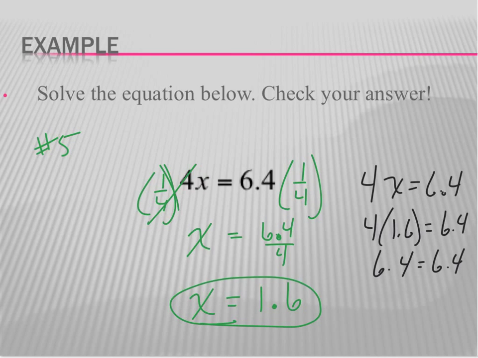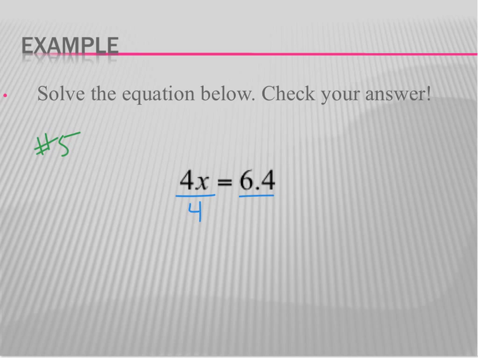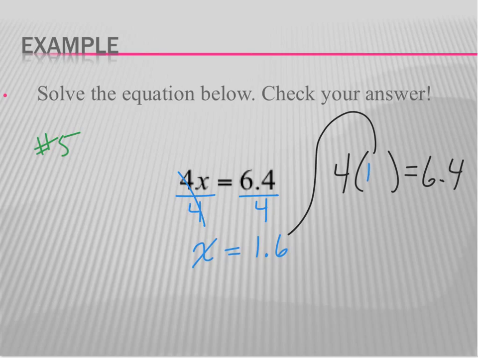Now that was one way of solving this. Another way would be to realize that this is a multiplication problem and use the inverse operation. The inverse operation of multiplication is division. So you divide both sides by 4, which is what you need to get rid of. It would still create x. 6.4 divided by 4 is 1.6. From there, you would still verify your answer the same way. So two methods to solve this equation.